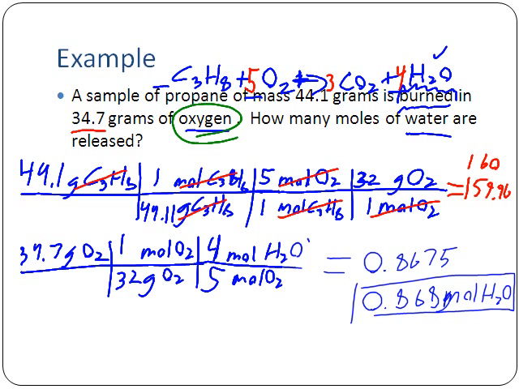And that is how you go about solving stoichiometric problems when you know the masses of both of the reactants.